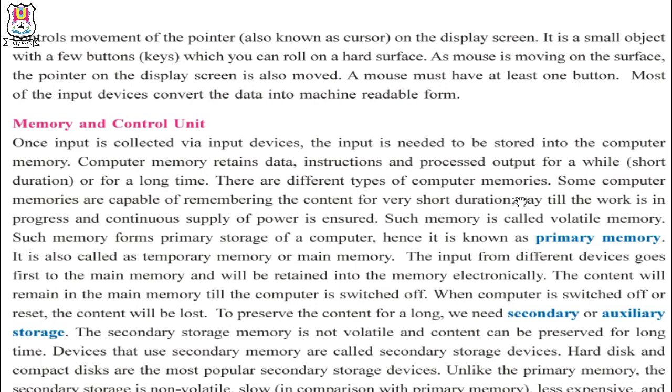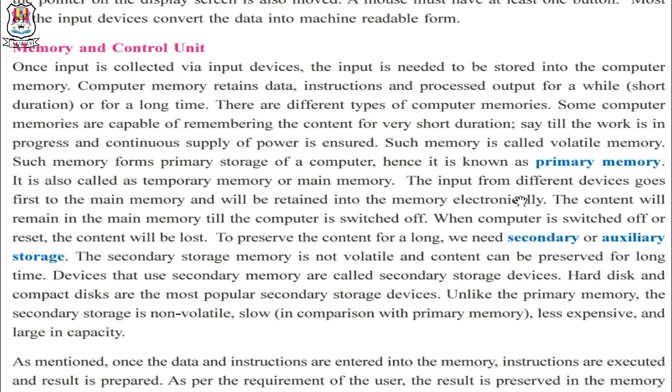The content will remain in the main memory till the computer is switched off. When the computer is switched off or reset, the content will be lost. To preserve the content for a long time, we need secondary or auxiliary storage. The secondary storage memory is not volatile and content can be preserved for a long time.